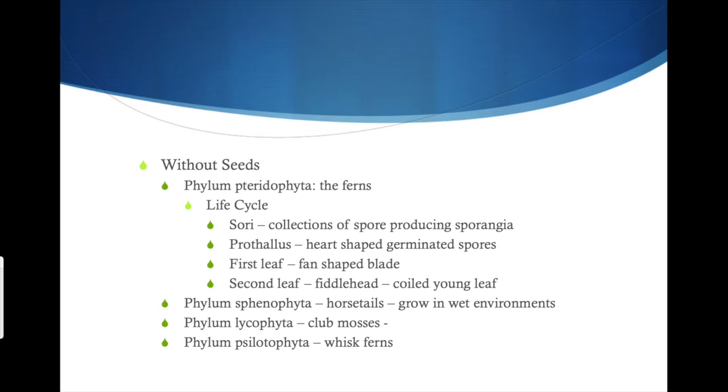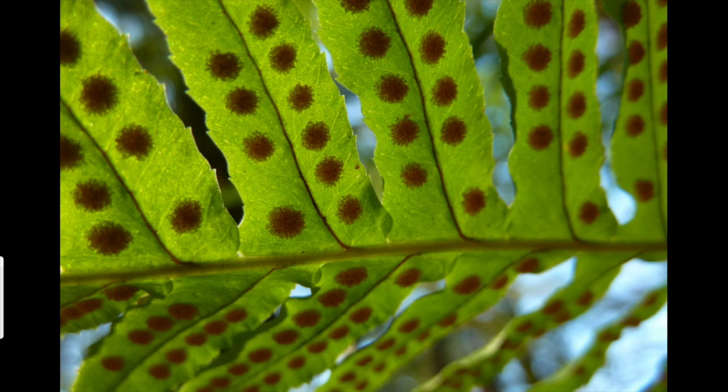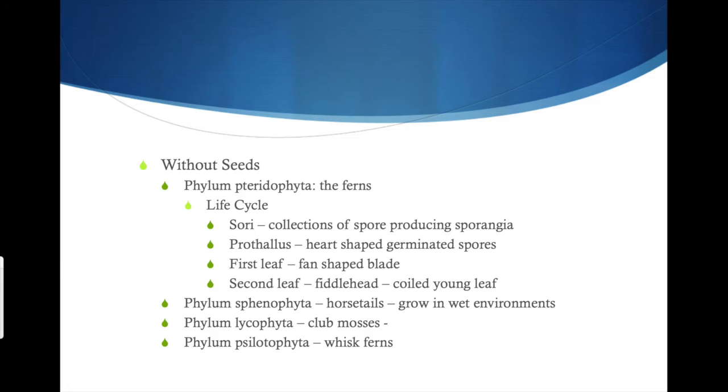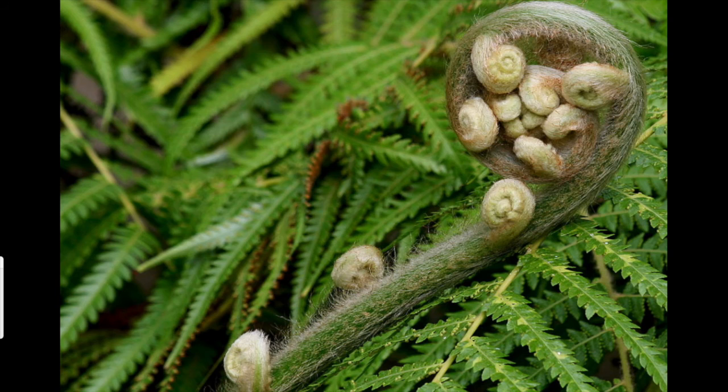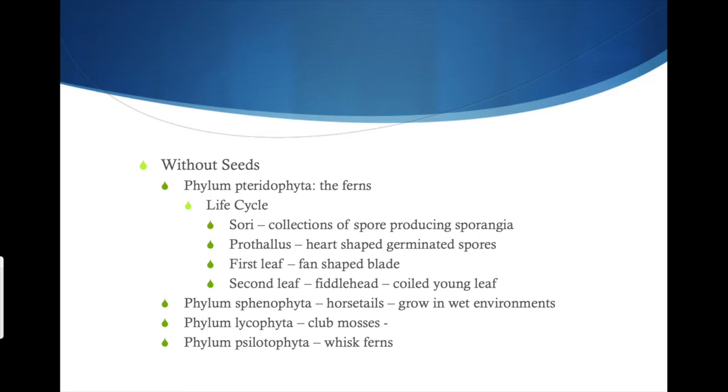Okay, and so we're talking about the fern. The sori, these are the collections of spores, as you can see right there, underneath the leaf. All right, they produce sporangia. Okay, the prothallus is the heart-shaped growth of germinated spores, not fertilized, but germinated. These are spores that are beginning to grow out of the ground. Okay, and then it produces its first leaf, which is the fan-shaped blade, as you can see. These are like little fans.